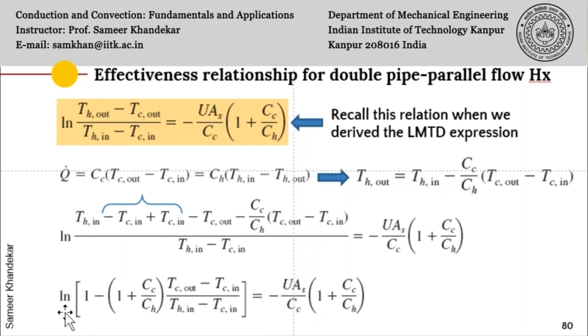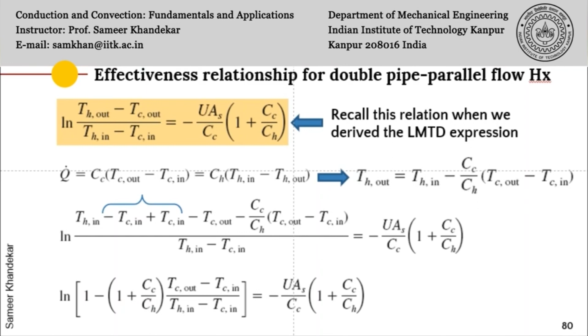So what do we see? That the natural logarithm ln of 1 minus this quantity in the parenthesis, 1 plus Cc upon Ch multiplied by the ratio of the temperature differences, is equal to minus Ua upon Cc times 1 plus Cc upon Ch. So this is a simplification of the original equation which we had derived when we were doing the LMTD, but since the Th out is not known in this case, we have substituted the Th out, which was incidentally known when we were doing the LMTD. So we could find out the LMTD from here, but in this case we do not know it, so we have to substitute it in terms of the known quantities.